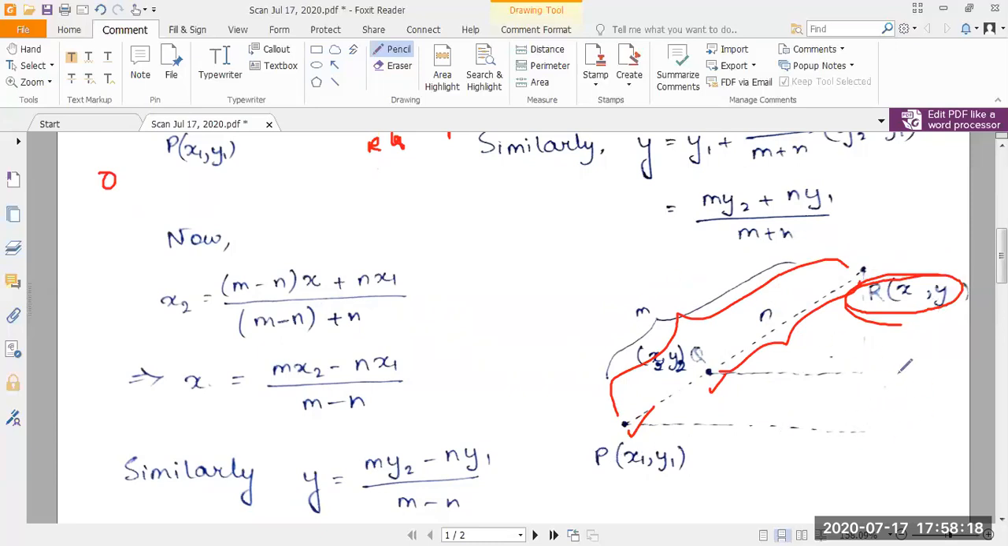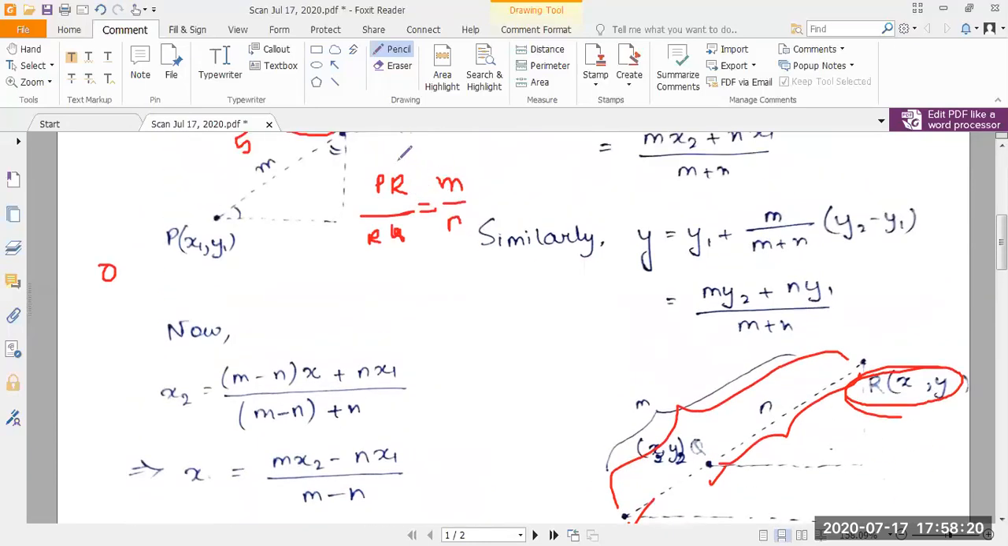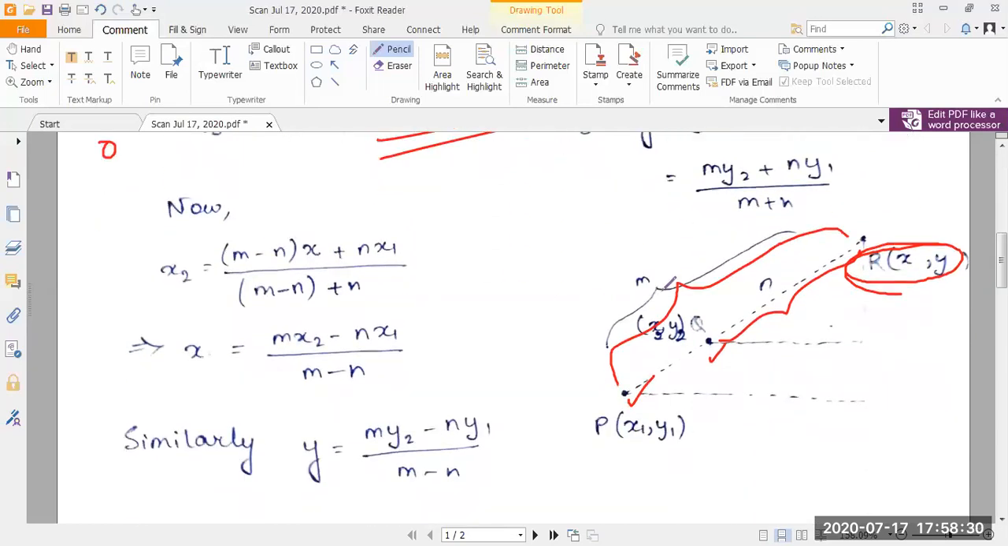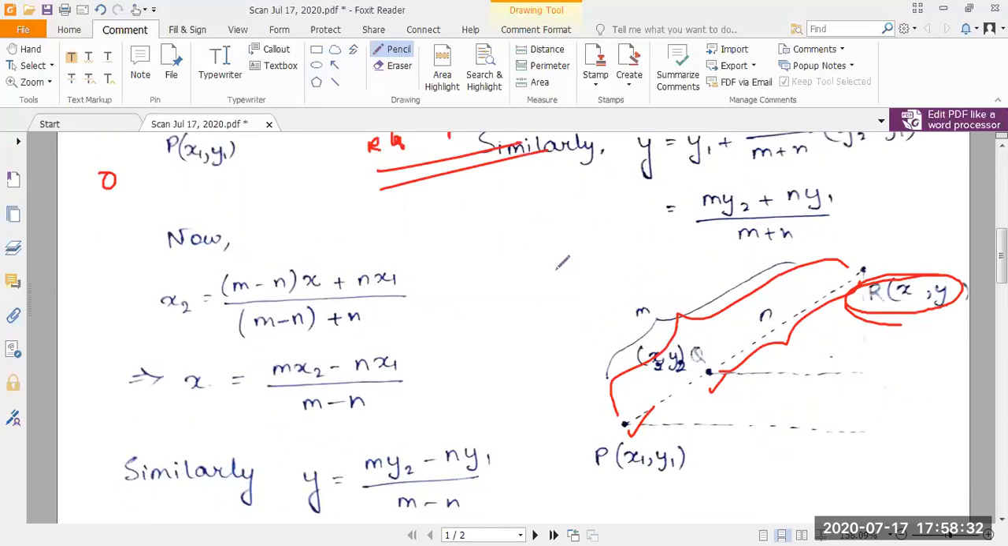So we have PR as before, I had written somewhere over here. PR by QR, I've written here RQ, it's the same thing. PR by RQ is m by n. What we consider this time, instead of the previous case, is that this entire distance is m. So this distance would be m minus n.